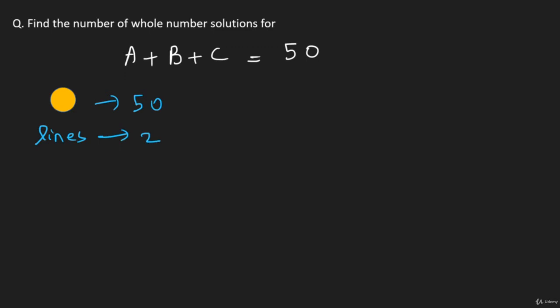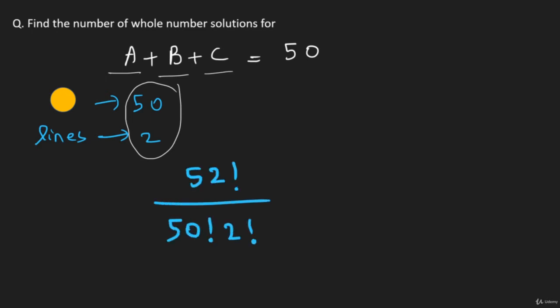Because if I draw 2 lines, it divides the 50 dots into 3 sets, and that is one set for A, one set for B, and one set for C. Now I have a total of 52 items, right? 50 are of one type and 2 are of one type. Therefore, the number of arrangements possible is 52 factorial divided by 50 factorial into 2 factorial, and this is the same as 52C2, which is your answer.